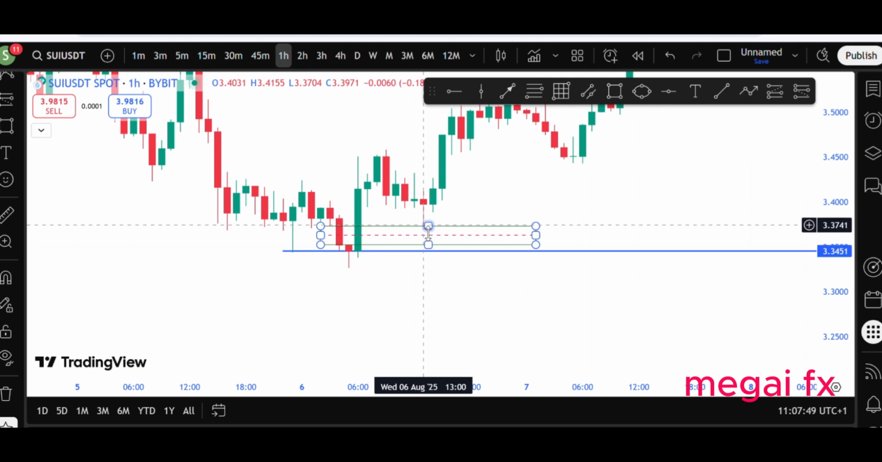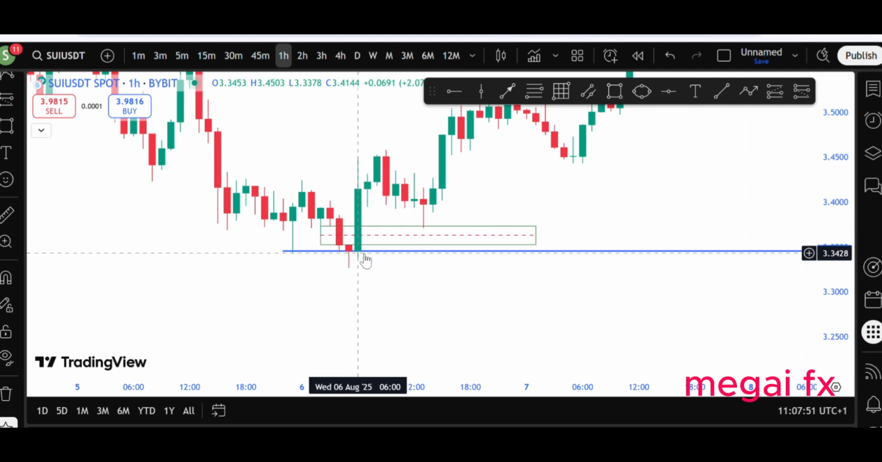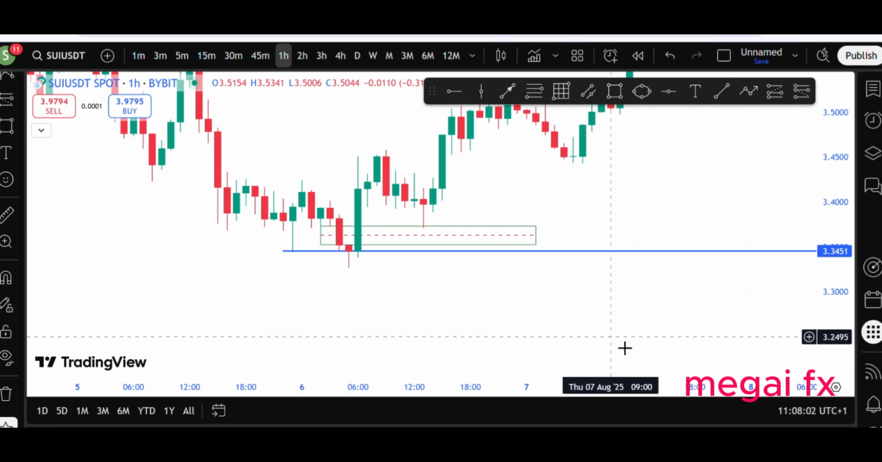now becoming an inversion fair value gap. Because immediately we have this particular move to the upside, this fair value gap is now a failed fair value gap. That is what we call inversion fair value gap. The failed fair value gap is known as inverse fair value gap or inversion fair value gap. Same way we have a failed order block, which is a breaker block.